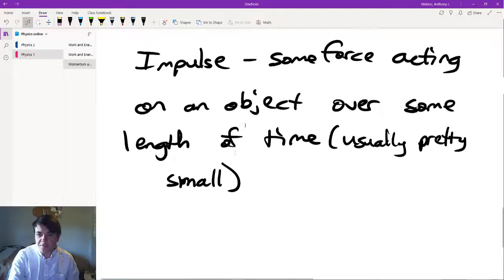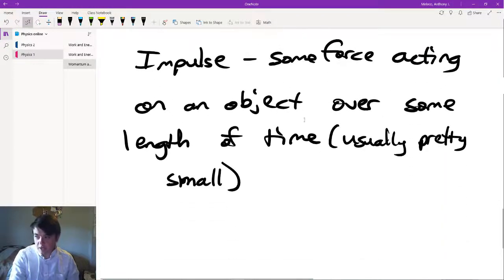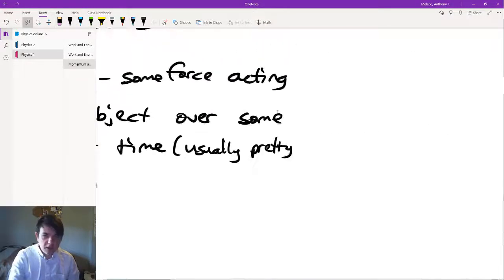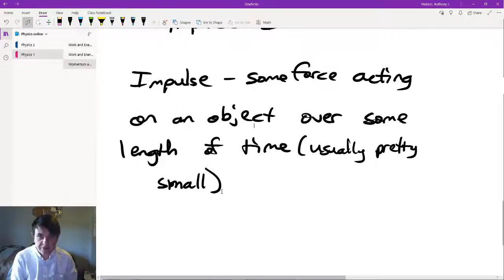Okay? And that equals the change in momentum of the object, okay? Over some length of time. And so you must be wondering, well, how is that useful? Well, if you think about it, everything that we've done so far, we've done it kind of in a little bit tangential ways.